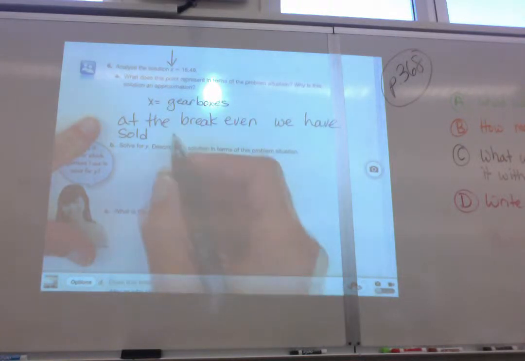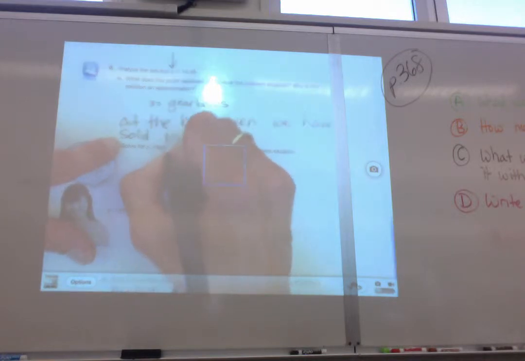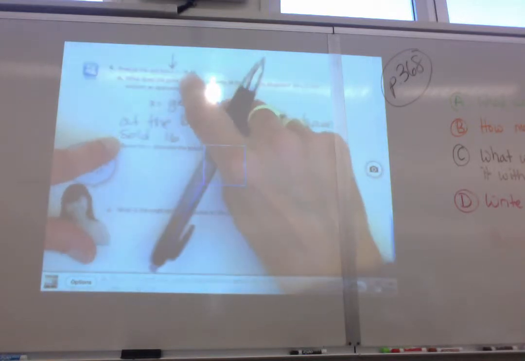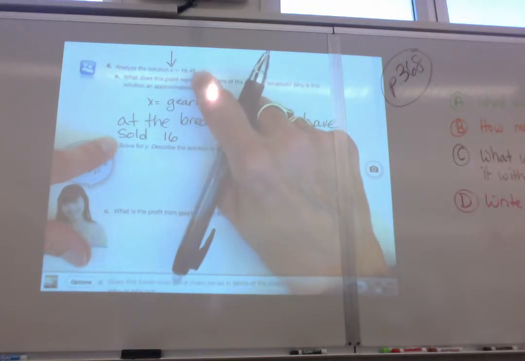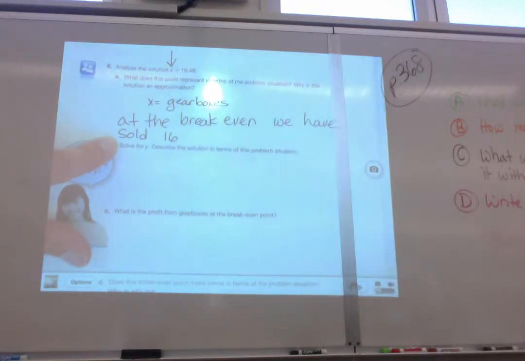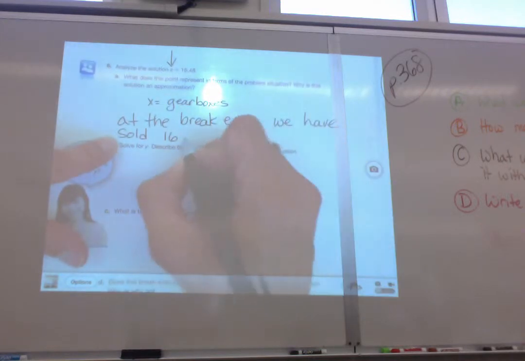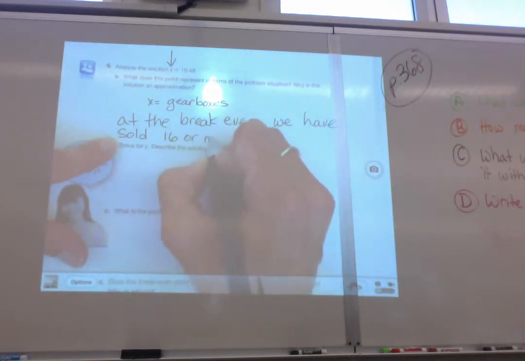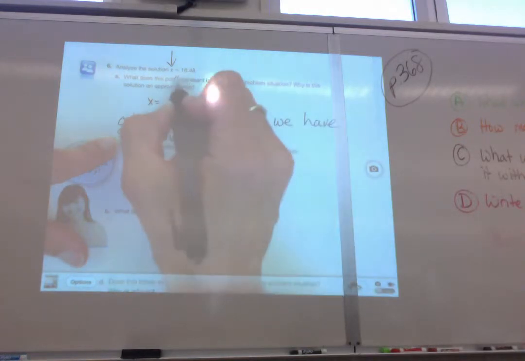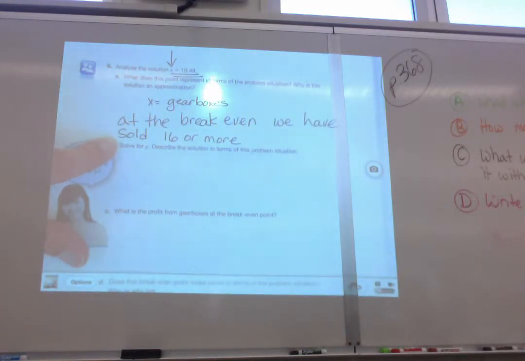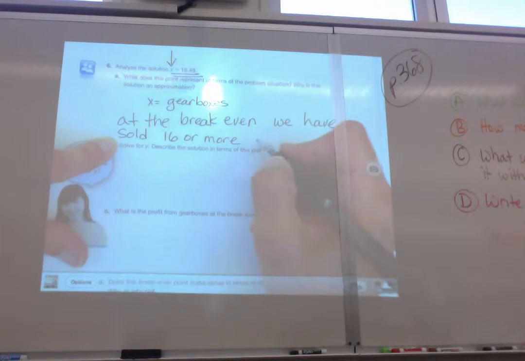Guillermo, are you writing this down? 16. In mathematics, it's 16.48, but do you think you can sell a part of a gearbox? Sold 16 or more. They really have to sell 17, huh? Mathematically, we can find how that intersects right here. If you're selling something, you probably are selling whole gearboxes. Half, round up. Yeah.